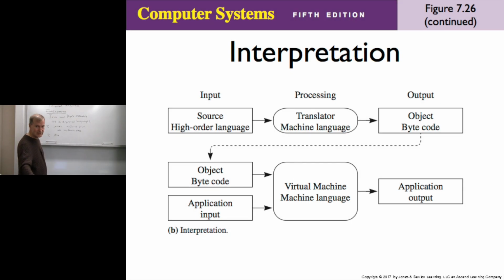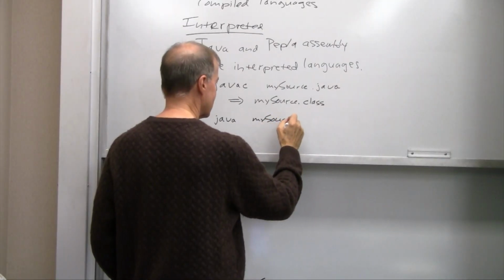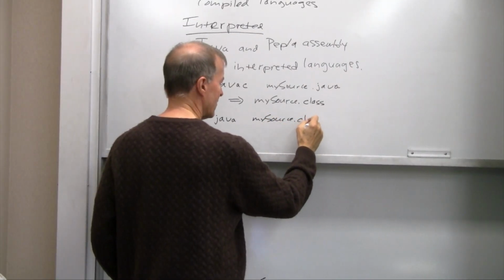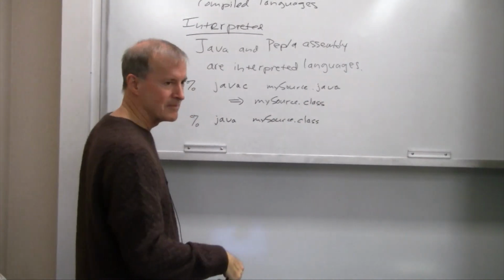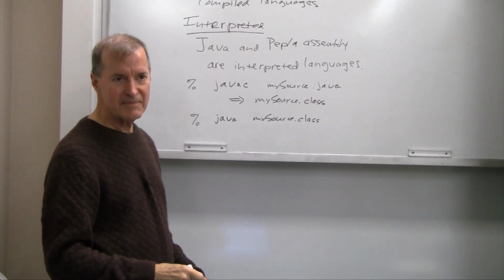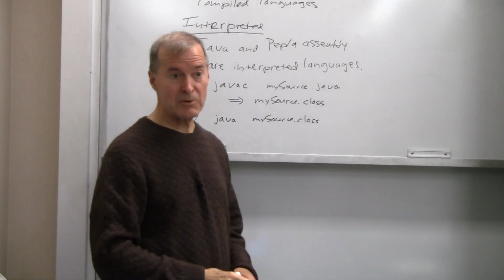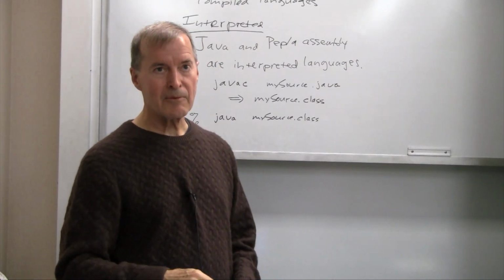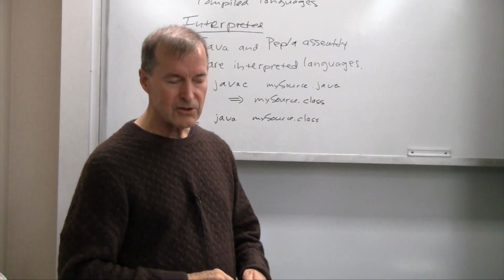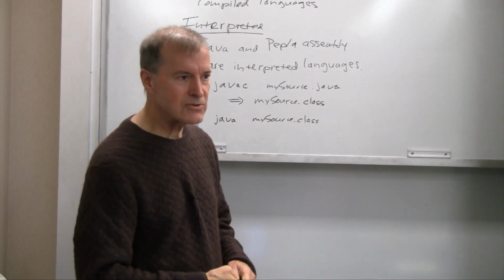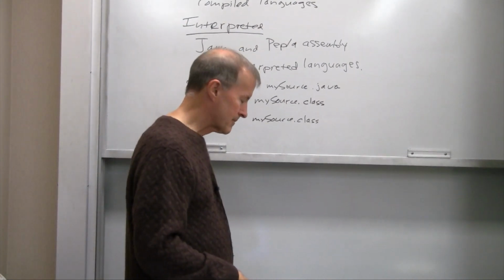The virtual machine. And then what do you take as input? mysource.class. I don't think you put .class, but anyway. On the command line. Does everybody see what we're saying? So that's interpreted. Now, what do you suppose are the trade-offs here?